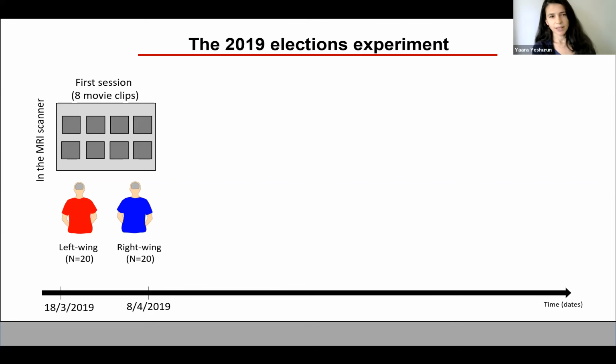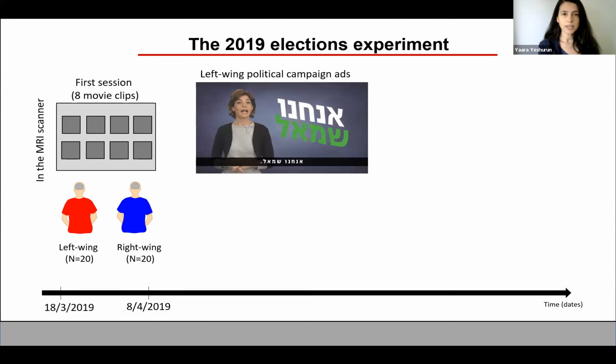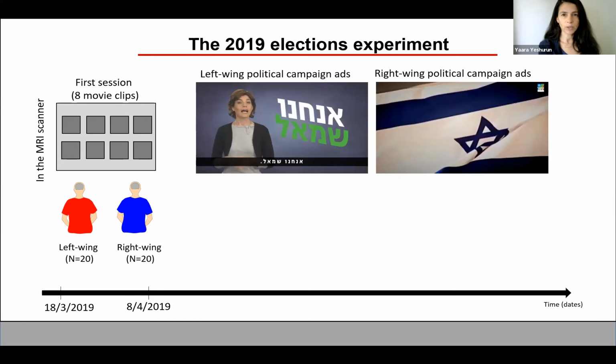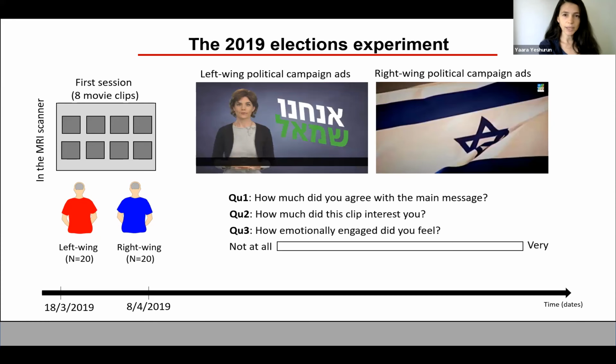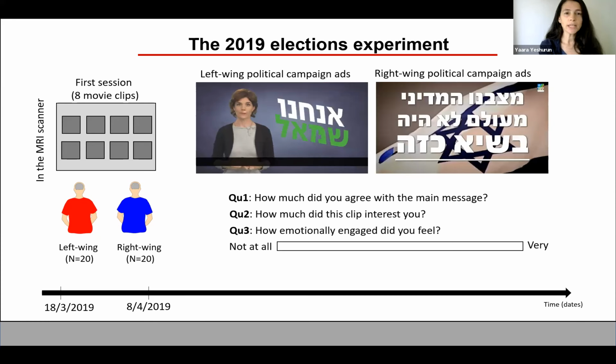To do so, 40 participants, 20 left-wing and 20 right-wing, just 3 weeks before the April 2019 elections, were lying in the MRI scanner and they watched 8 movie clips. One movie clip was a neutral movie clip, and the other 7 all contained political content, mainly campaign ads. As you can see here, an example of the left-wing campaign ad that we presented to participants and the right-wing campaign ad.